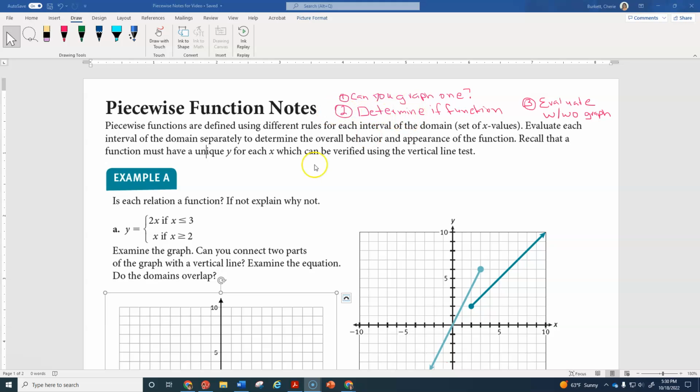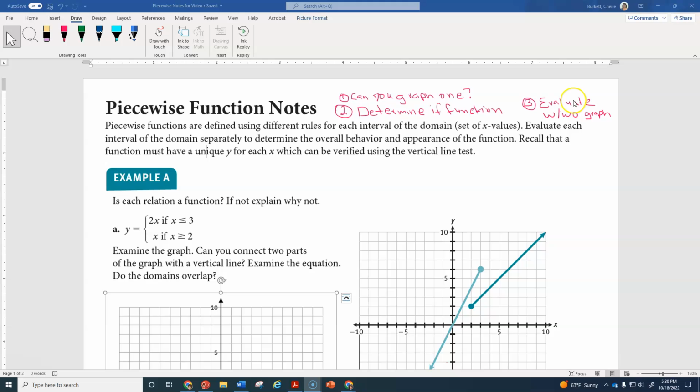Can you look at either the equation or the graph and determine if it's a function or not? Most of the time they tell us it's a function before we start with it, but this one right here is not telling you it's a function. So can we look at this equation and determine if it's a function? Can we look at the graph?